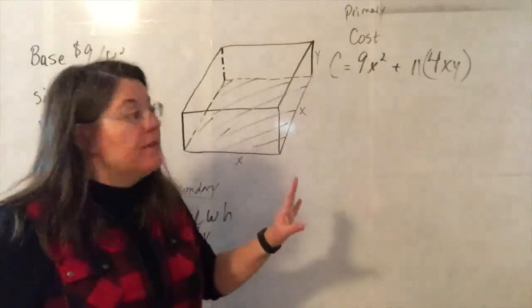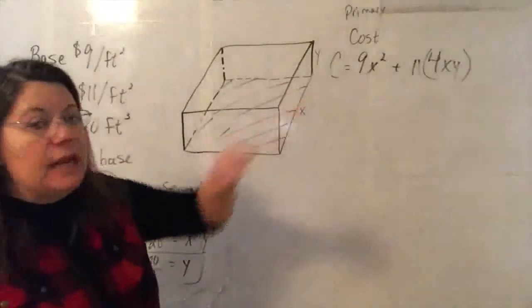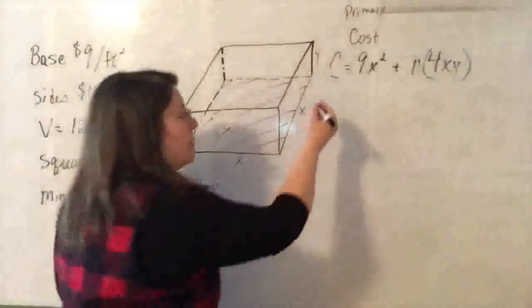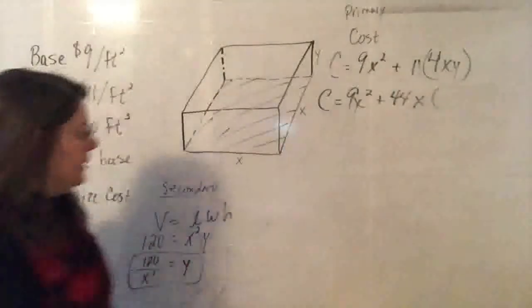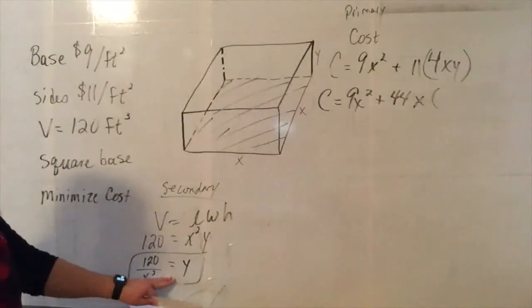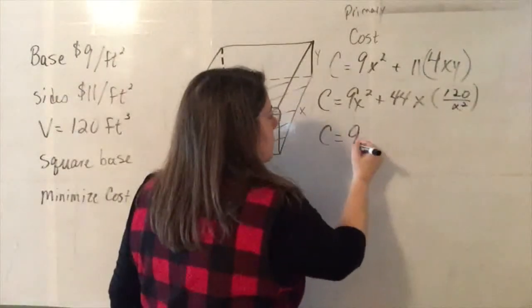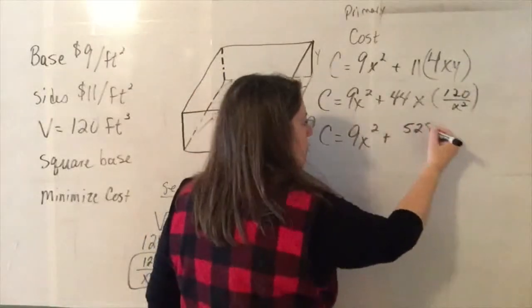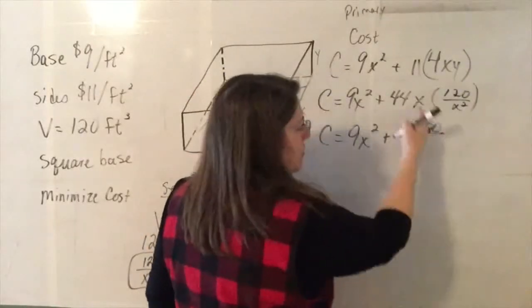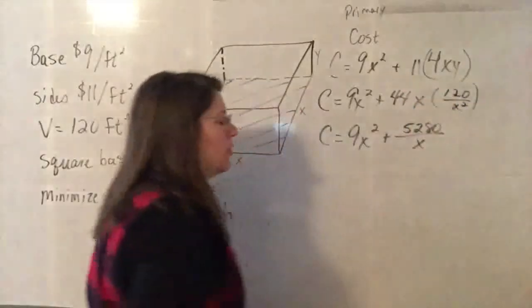Now, the problem with this is we have 2 variables. We need 1 variable. So I'm going to clean this up a little bit. I've got 44x times y, and my y is 120 over x squared. So my cost is 9x squared plus 5,280 over x. Remember, this x will be on top. It'll cancel with one of those.